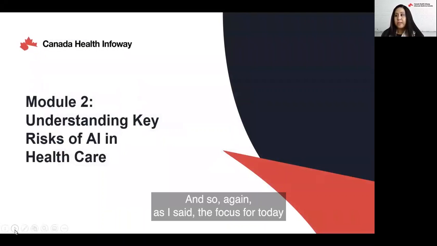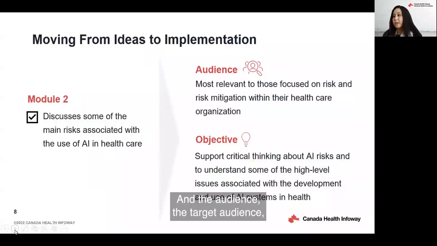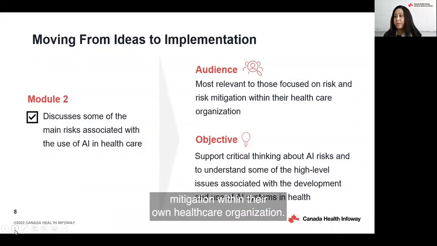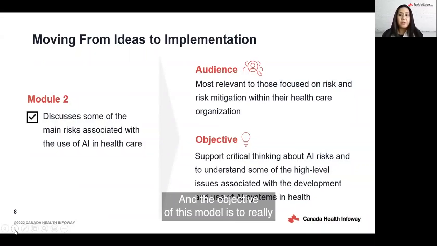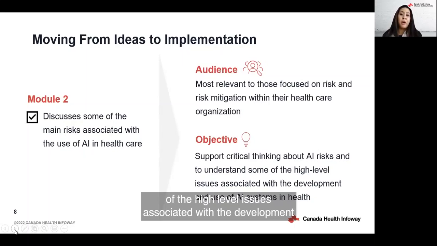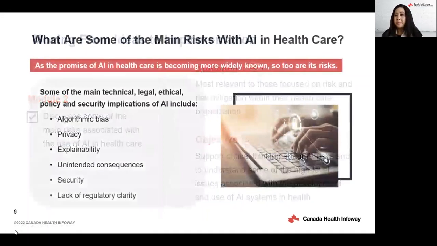And so again, as I said, the focus for today will be understanding key risks for AI in healthcare. The target audience for this module are those focused on risk and risk mitigation within their own healthcare organization. The objective of this module is to support critical thinking about AI risks and to understand some of the high-level issues associated with the development and the use of AI systems in healthcare.